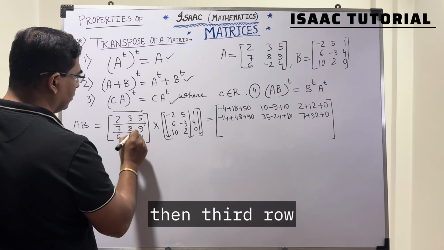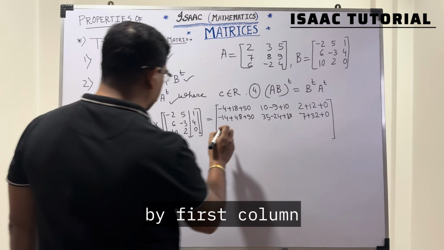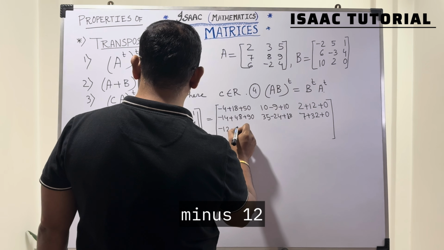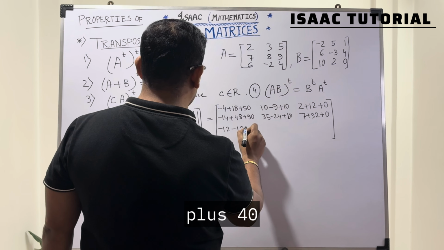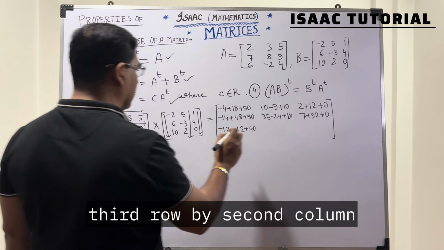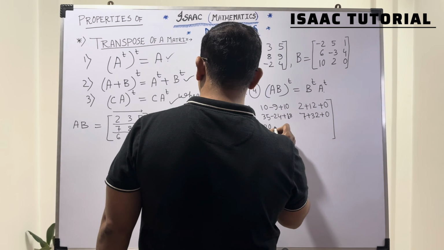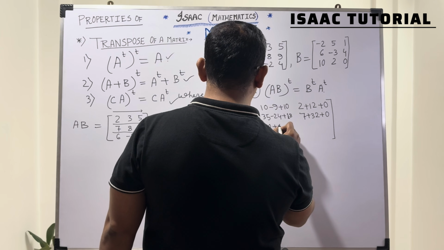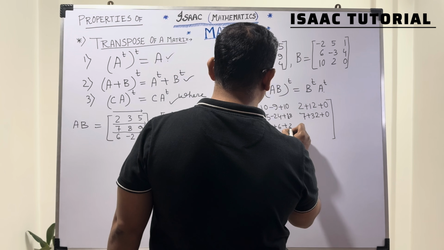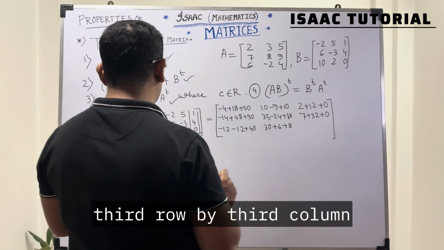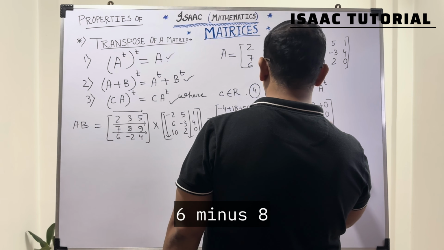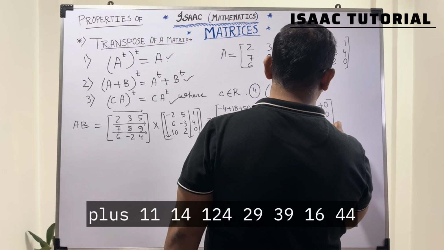Then third row by first column. Minus 12 plus 40. Third row by second column. 30 plus 6 plus 8. Third row by third column. 6 minus 8 plus 0.